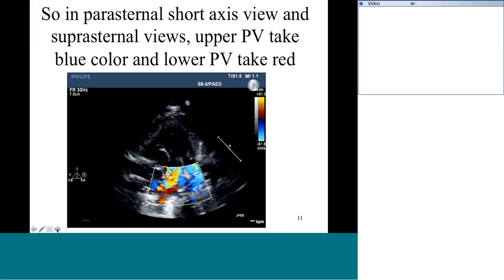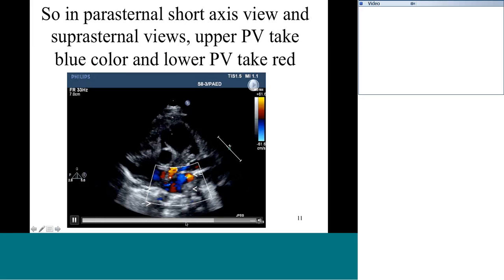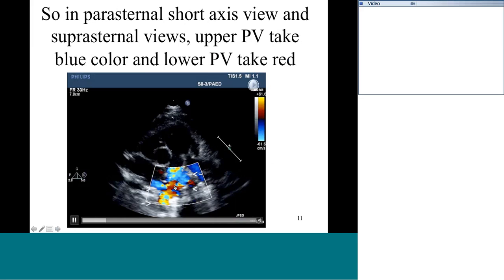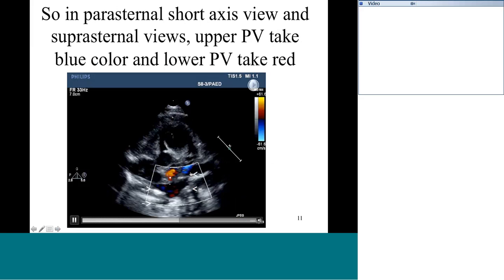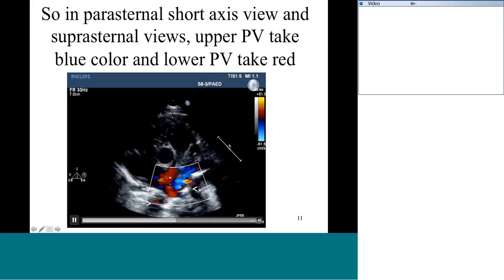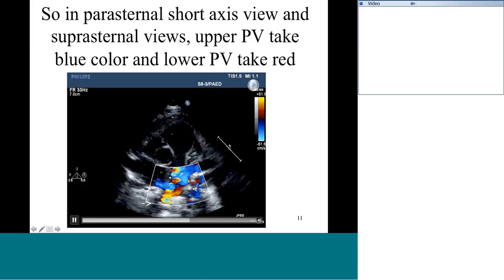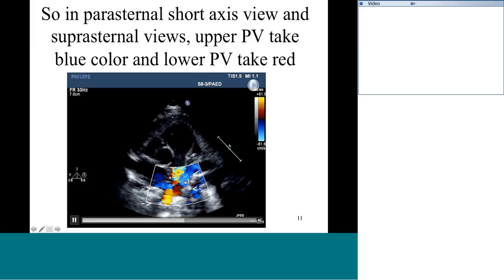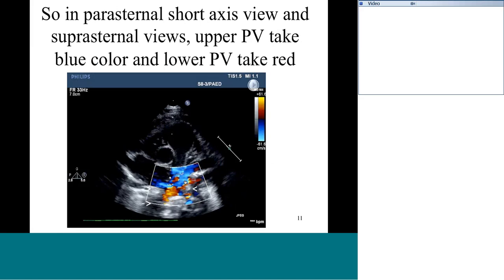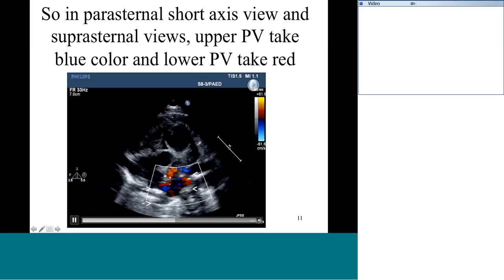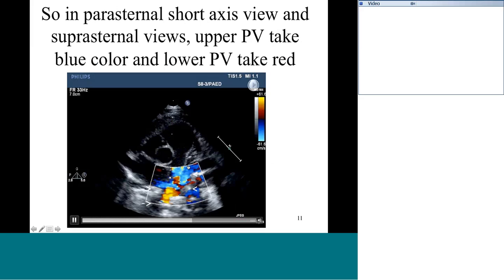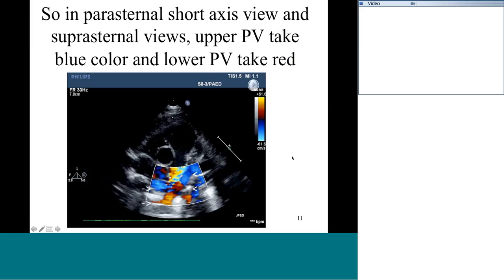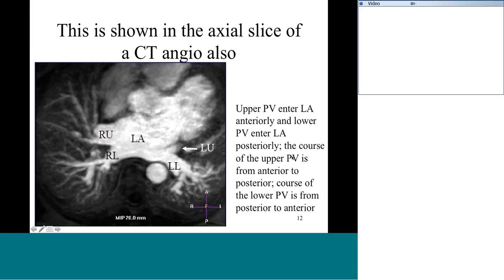So now, these are the four pulmonary veins. The four pulmonary veins drain into the left atrium, and the blue color is given by the upper pulmonary vein because the upper pulmonary vein is also anterior. The red color is given by the lower pulmonary vein because the lower pulmonary vein is also posterior. So that is the reason why, irrespective of whether we do a suprasternal view or a parasternal short axis view, the blue color will be taken by the upper pulmonary veins and the red color will be taken by the lower pulmonary veins. It is important to document these four pulmonary veins in every cardiac echocardiogram that we do.